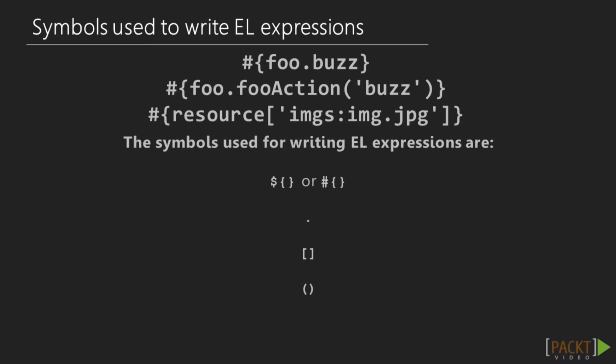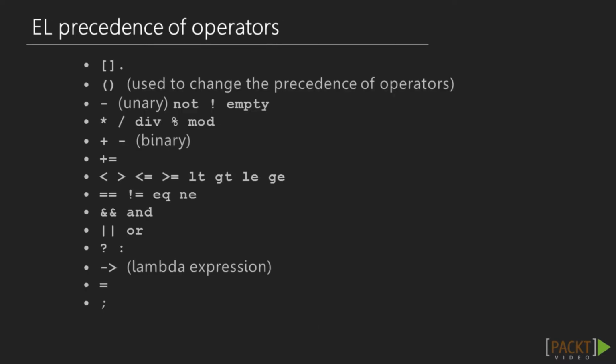Next, we have the round brackets, which are used to indicate a method expression or to simply change the precedence of operators. Finally, we have the single or double quotes, which are used to demarcate strings or literals. According to the EL specification, the precedence of operators from highest to lowest and left to right is as you can see on this slide, so please take your time and read the entire list.